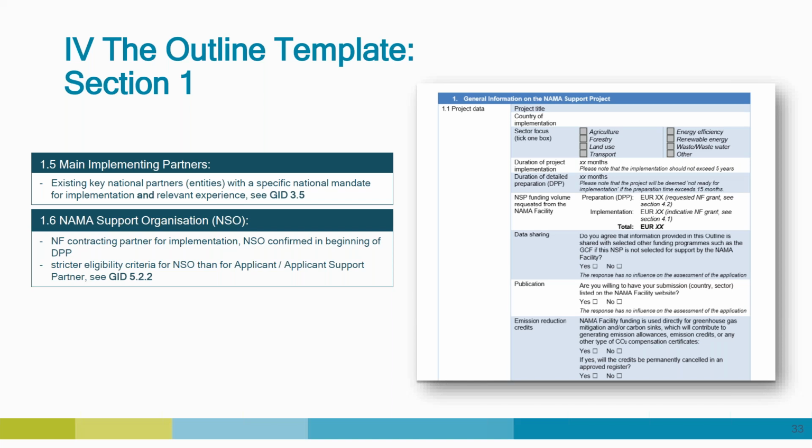The NAMA support organization will actually be assessed and discussed during the detailed preparation phase. It is worth mentioning that the NAMA support organization cannot be a private for-profit institution, and it does need to fulfill the capacity criteria specified in Chapter 5 of the General Information document. Finally, please keep in mind that an implementing partner and the NAMA support organization might be the same. Now let's move on to Section 2.